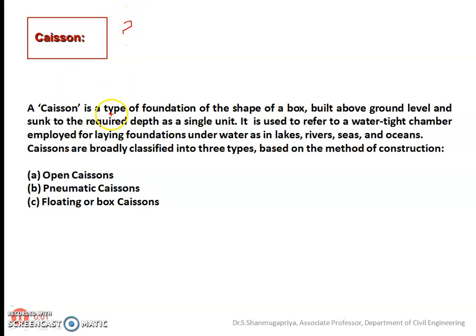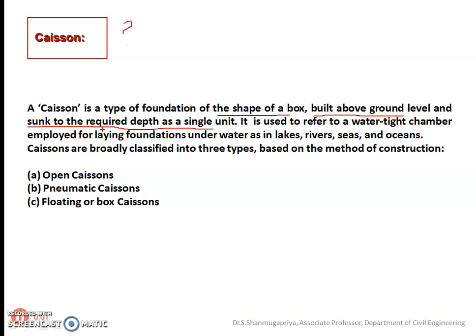See, a caisson is nothing but a type of foundation which is in the shape of a box, and this foundation is built above the ground level and then it is sunk to the required depth as a single unit. So mostly all these watertight chambers are referred to as caissons, and this is a method for laying foundations under the water. That is why I am saying it is sunk to the required depth.